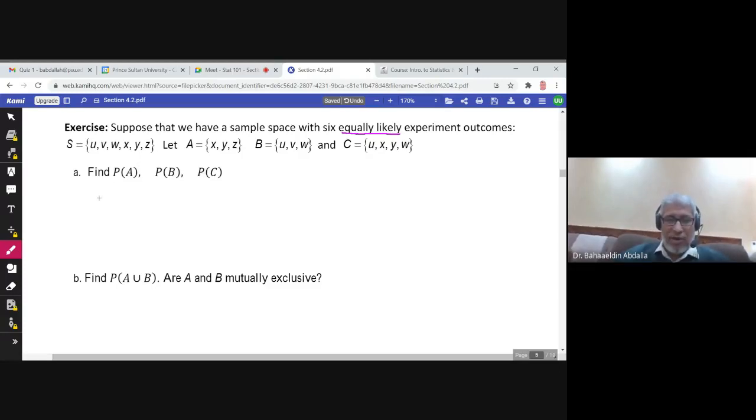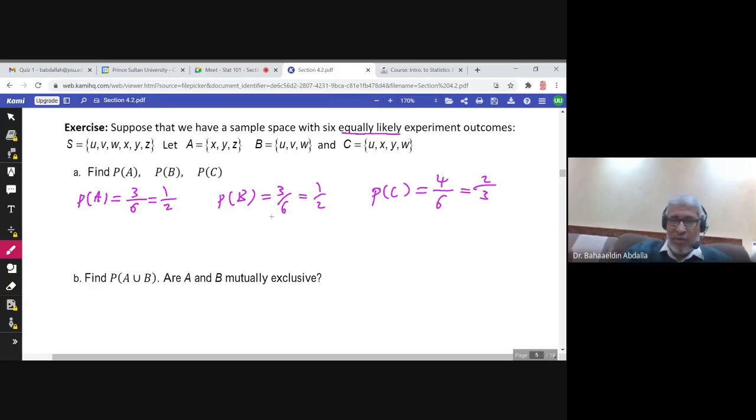Find probability of A. To find probability of A, you count how many numbers in A. There are 3 numbers and 6 numbers in S. So the probability of A is half because the experiment is equally likely. Also, probability of B would be 3 over 6, which is half. And probability of C, because C has 4 elements, outcomes, so the probability would be 2 over 3. So these are the probabilities of A, B, and C.